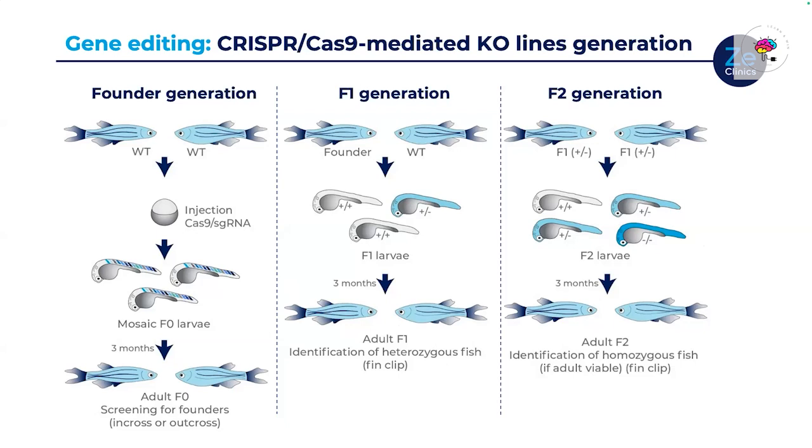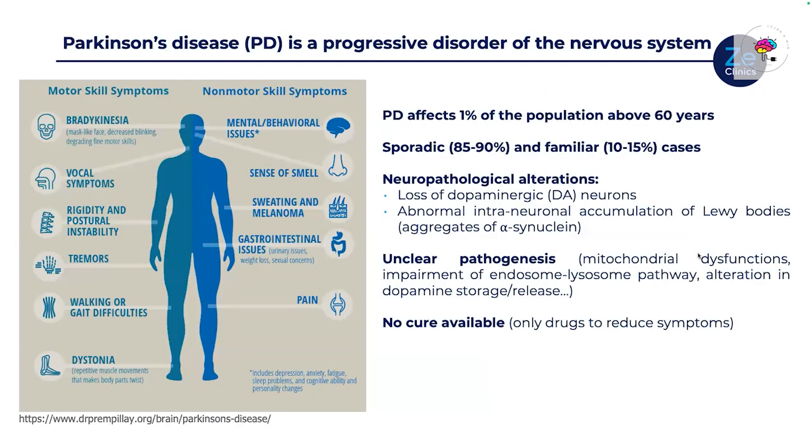So just giving an example of some of the work that we have performed. In this case, we have Parkinson's disease. You all know about that. This is a progressive disorder of the nervous system. And the familial cases are up to 10–15%. And the hallmark of this disease is a loss of dopaminergic neurons in the brain, and the aggregation of alpha-synuclein. And at the moment, there is no cure available.